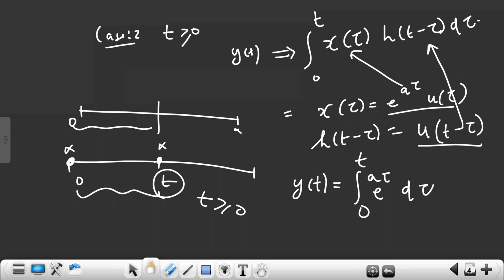Now you integrate this and tell me the answer. E raised to minus a tau, right? Yeah, the given question has e raised to minus a tau. Now you integrate and apply the upper limit minus lower limit and tell me the final answer.